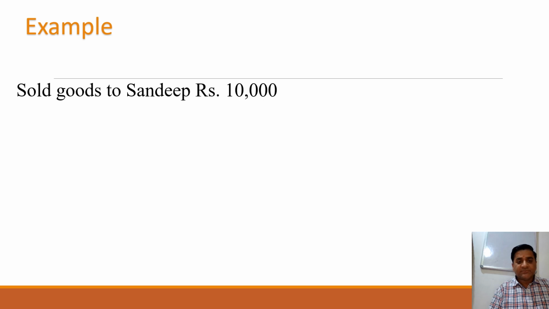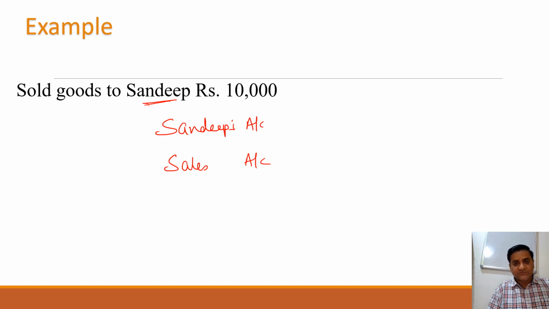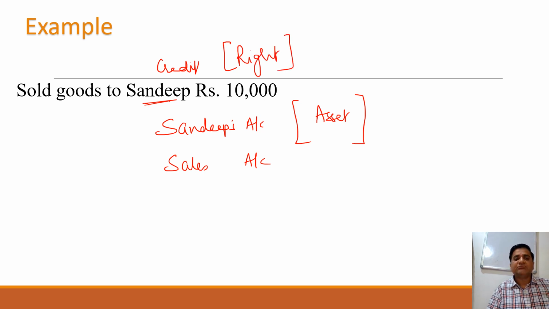Sold goods to Sandeep. Again, you have two accounts here. One would be Sandeep's account, and the other one would be sales account. What is the nature of Sandeep's account here? It is of the nature of an asset. Why an asset? Because we have sold goods on credit. We haven't received money, but we have a right to receive that money in future. Right? We have a right to receive money from Sandeep. So anything on which we have a right is called our asset. This is in form of a debtor.